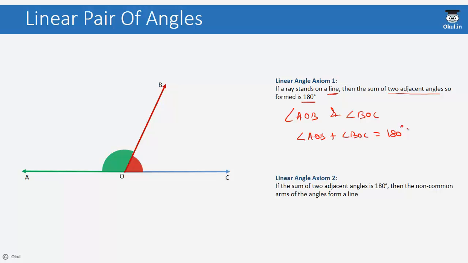Now we have the second axiom, that if the sum of two adjacent angles is 180 degrees, then the non-common arms of the angles form a line. Now this axiom is exactly the opposite or reverse of the first axiom. It says that if the sum of the two angles that are adjacent, that is angle BOC and angle BOA, is equal to 180 degrees, then the non-common arms, that is OA and OC, form a line. So the sum of two adjacent angles here is 180 degrees, and the non-common arms form a line.